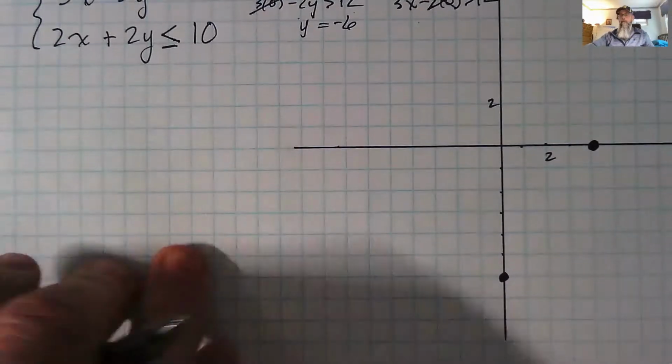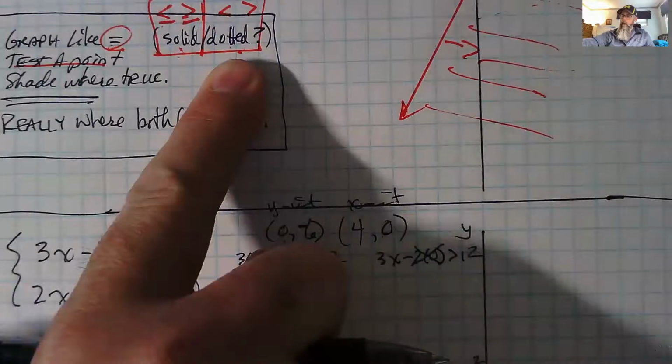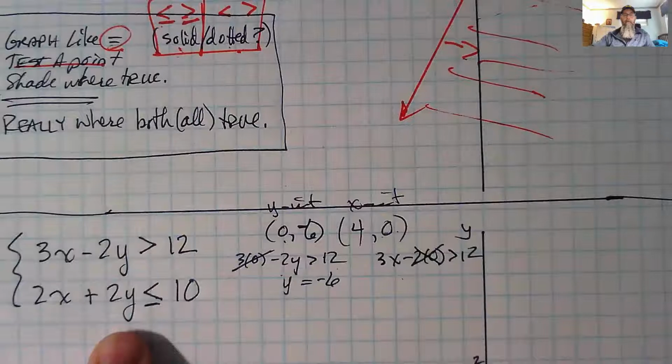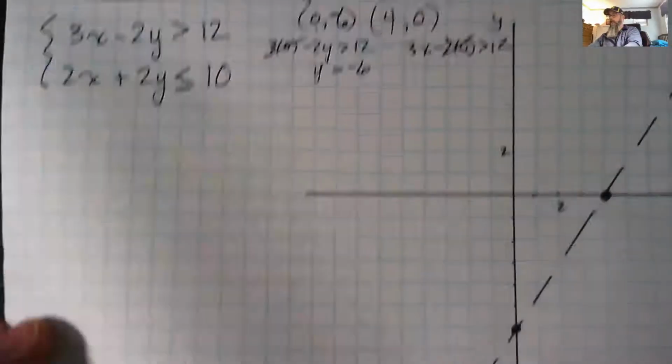Now, before I draw this, just a quick reminder that if it's just greater than, which is what this one was, then it's going to be a dotted line. So I'm not going to fill in the line because the points on the line are not actually solutions. The points on the line make it equal, and there's no "or equal to." So this is very much like the open circle on the number line graph.